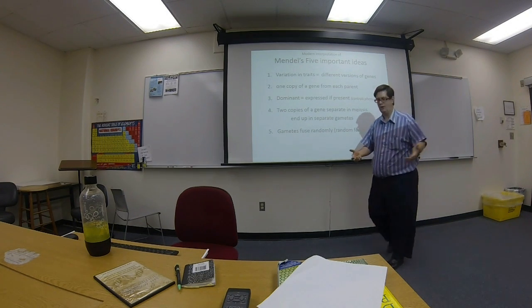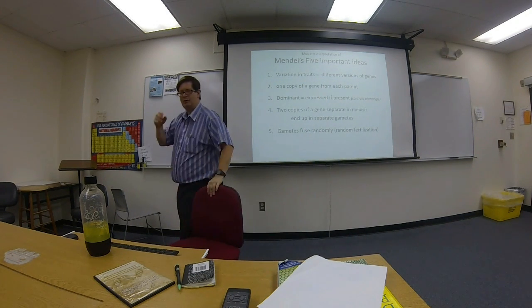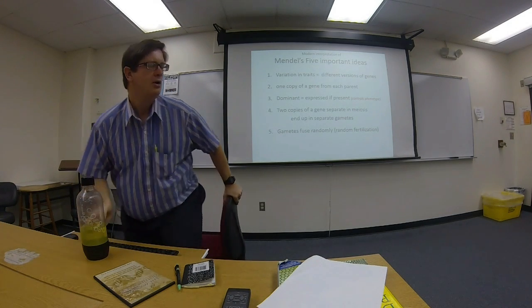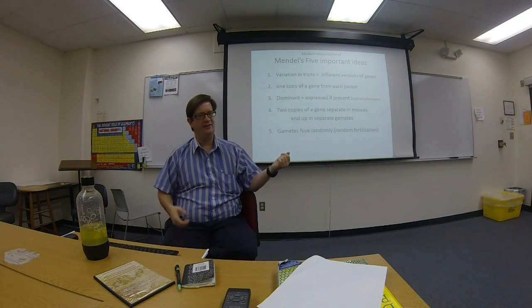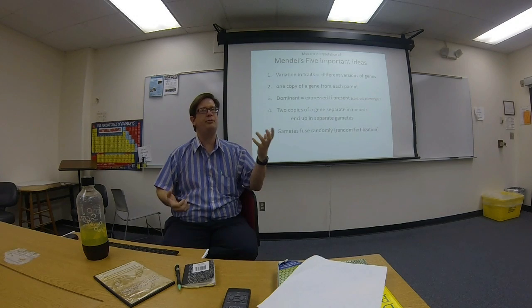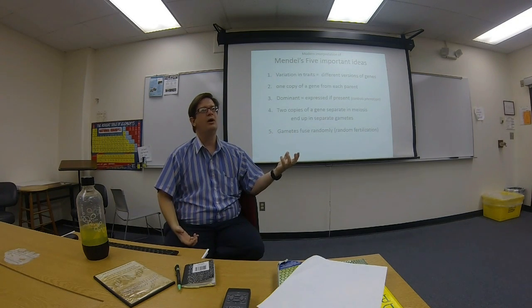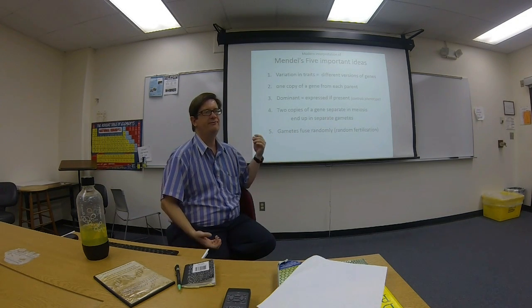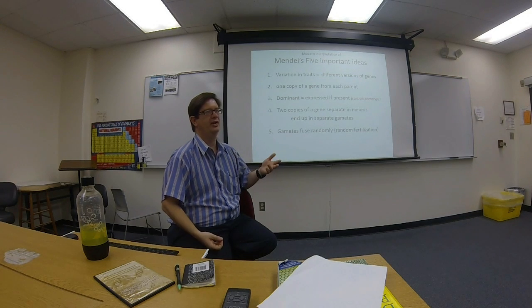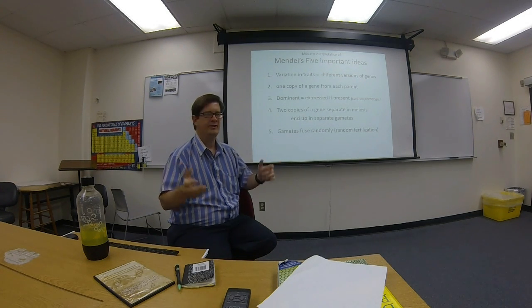Nobody knew that before. And he didn't just do it with flowers, he did it with 7 different traits. One of them would have been seed color. You breed the yellow peas and the green peas together, and all the offspring come out yellow. The reason why is that yellow is dominant. It fully blocks the expression of the green. Does that make sense? All right.